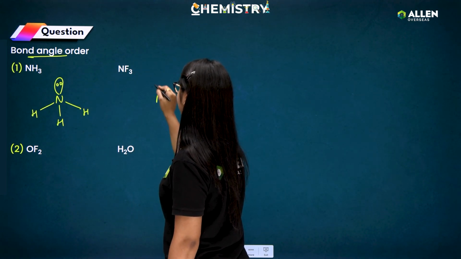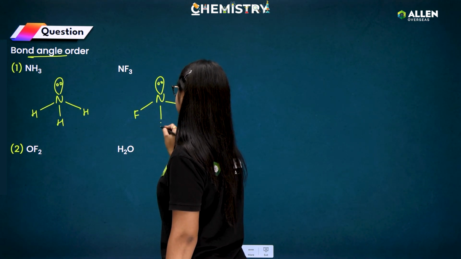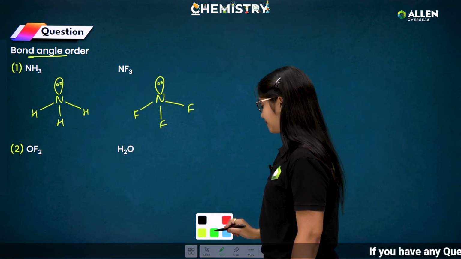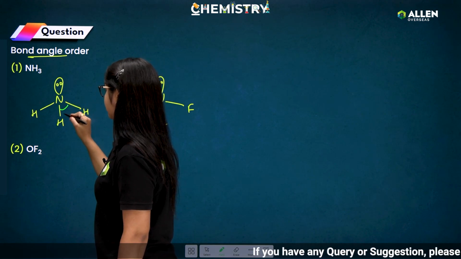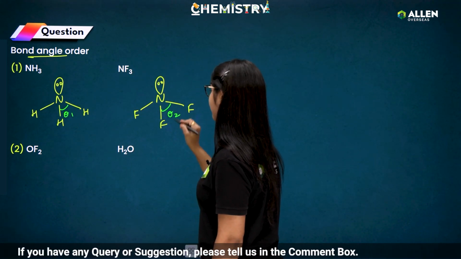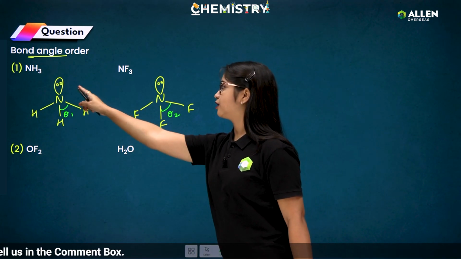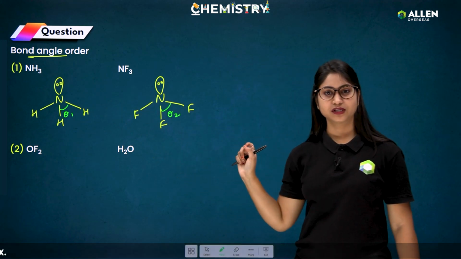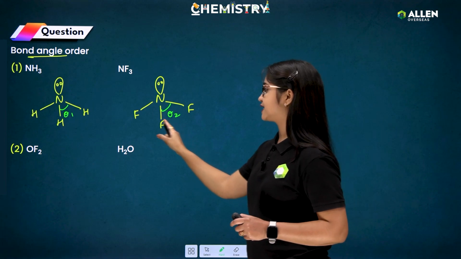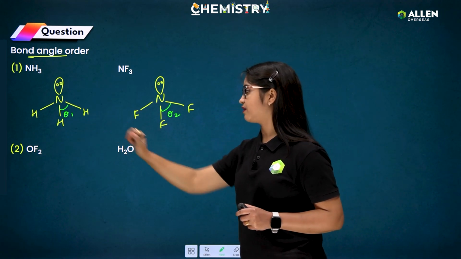Similarly, here also there is 1 lone pair on the nitrogen and 3 fluorines. So we have to compare the bond angle. Let's say this bond angle is θ1 and this bond angle is θ2. So we have to compare θ1 and θ2. You can see that the lone pair is common in both cases, so you cannot decide on the basis of lone pair. So we have to decide on the basis of surrounding atoms. Here you have fluorine, here you have hydrogen.